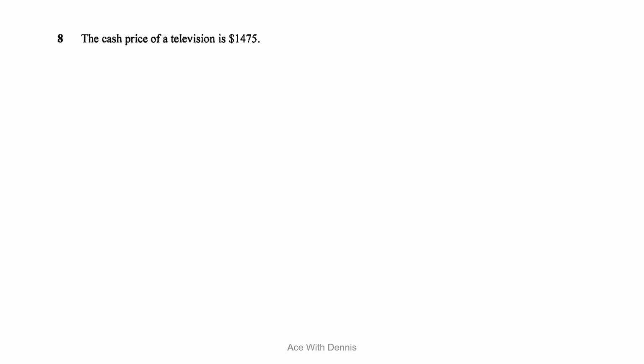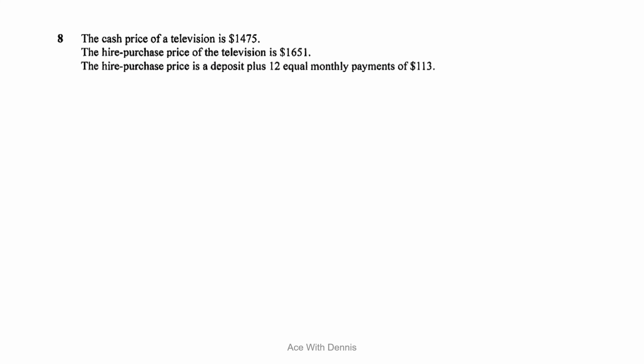Question 8. The cash price of a television is $1,475. The higher purchase price of the television is $1,651. The higher purchase price is a deposit plus 12 equal monthly payments of $113. Calculate the deposit as a percentage of the cash price. 3 marks.